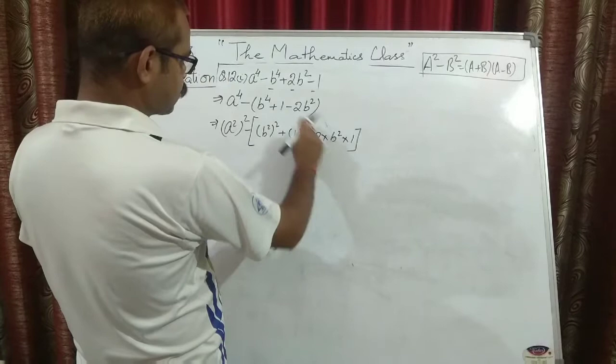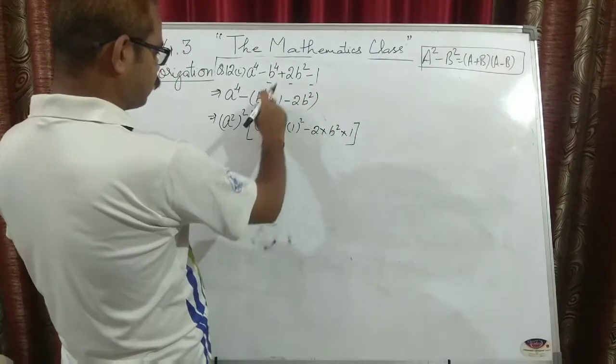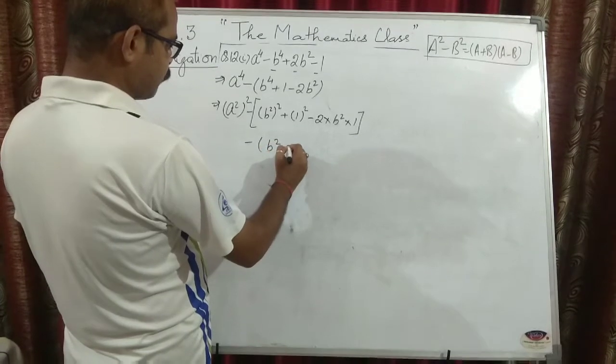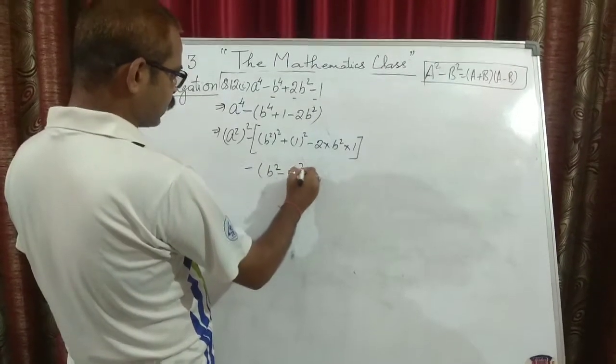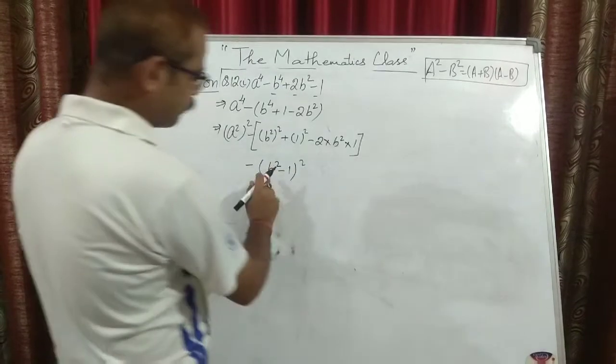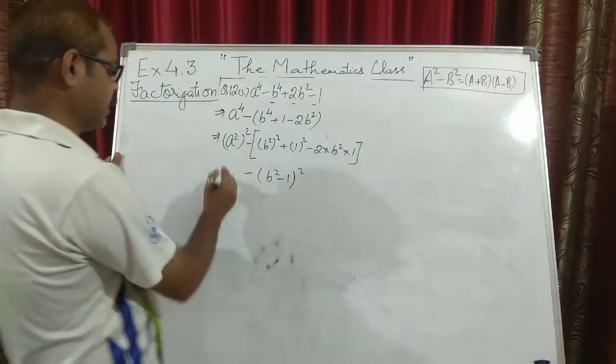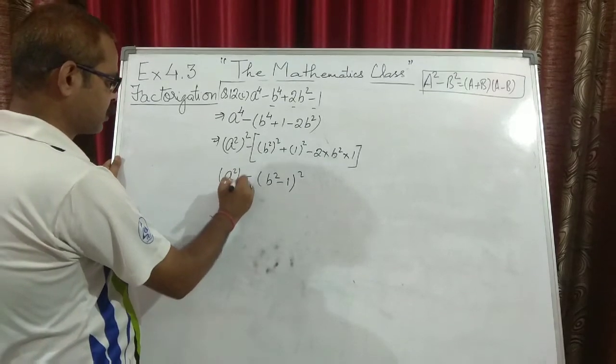So this is 2b square, 2b square, 1, 1, b to the power 4. It means finally it can be written as b square minus 1 whole square. This is the expansion of a minus b whole square: a square plus b square minus 2ab, and this is a square whole square.